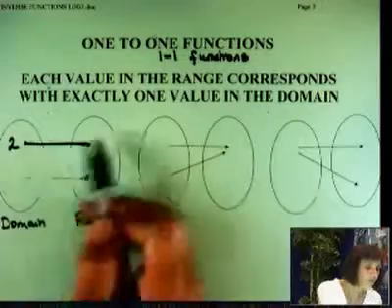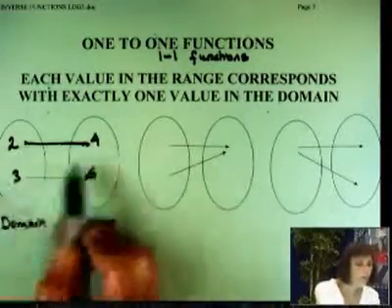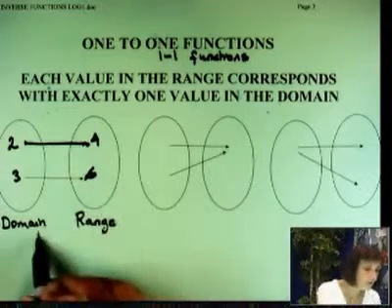Let's say I have 2 and I have 4. I have 3, I have 6. Only 1 goes to 1, 1 goes to 1. So this is a one-to-one function.